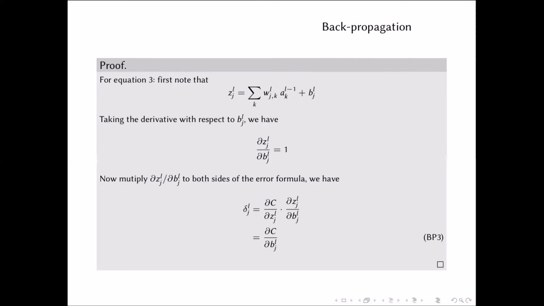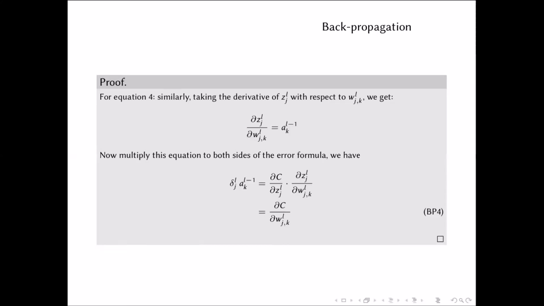Now for equation 3, again by the definition of Z, which is weighted inputs plus the biases, we just take the derivative with respect to B J L. W and A don't contain any bias, so that's 0, and B J L becomes 1. Now we multiply this partial derivative to both sides of the delta formula. On the left, 1 times delta J L is still delta J L. On the right side, the denominator and numerator cancel out, so that's the partial derivative of C with respect to B J L. And that's fundamental equation 3.